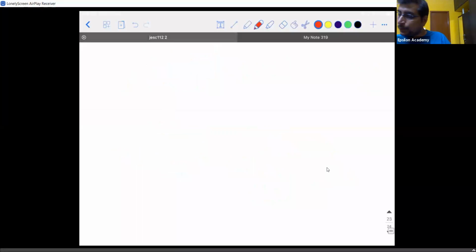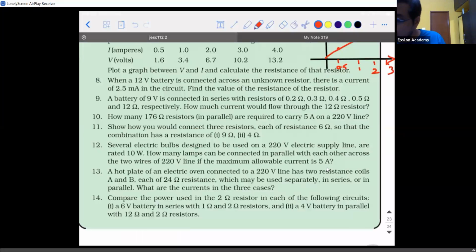One last problem and we'll wind up. Now this is also a good problem. I explained it in the last class, no? Show how you would connect 3 resistors, each of 6 ohm, so that the combination has a resistance of 9 ohm in one case, and a resistance of 4 ohm in the second case. So there are 3 resistors and each resistor is of 6 ohm. You can use either series combination, parallel combination or mixed combination to generate 9 ohm and to generate 4 ohm. How to do it?